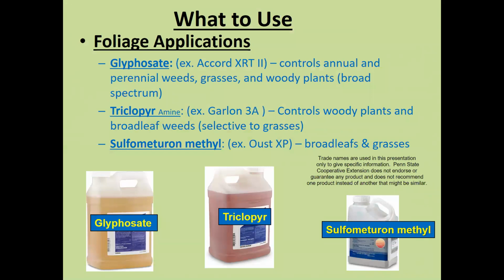So what to use? We're looking at foliar applications now, whether it's spot treatments or broadcast applications. We can use all 3 of those active ingredients. A few caveats here. Glyphosate, remember I said Cordon XRT2 is already surfactant loaded. This is a broad spectrum herbicide. It'll control everything from annual and perennial weeds, grasses, and woody plants. Triclopyr, the amine formulation for foliar applications, is selective to grasses.